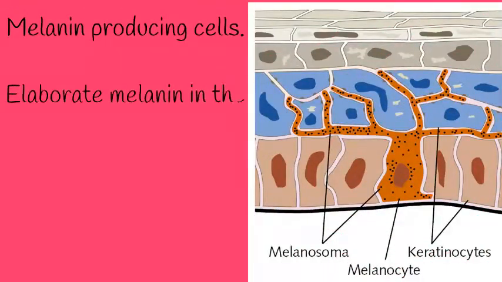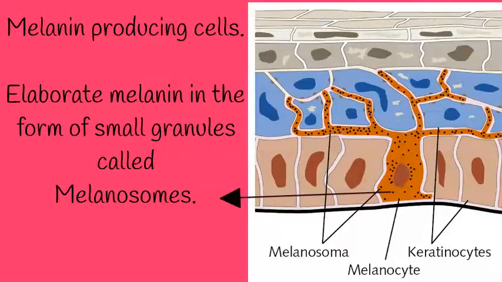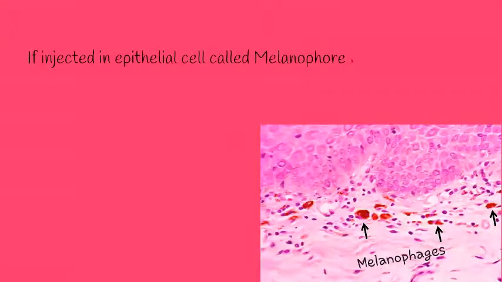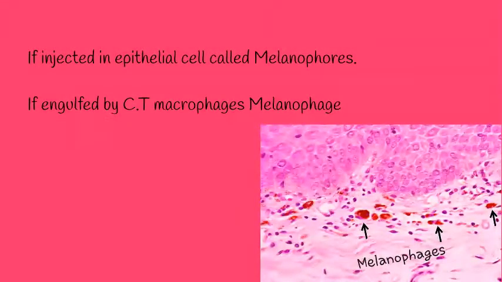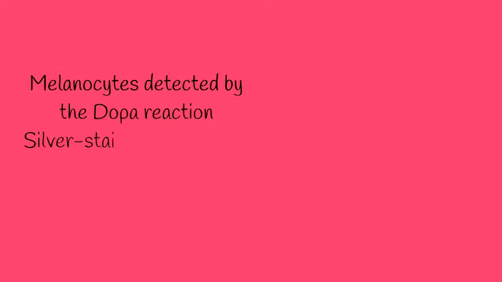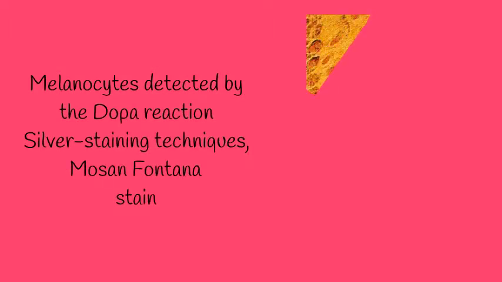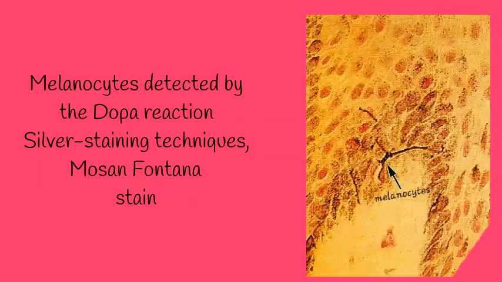The melanocytes produce the melanin pigment. This melanin is transferred through their dendritic processes to the adjacent basal cell keratinocytes, which store it in the form of melanosomes. In this picture you can appreciate the melanophages. Melanin pigment dispersed in the connective tissue will be phagocytosed by macrophages. The melanocytes appear as clear cells in hematoxylin and eosin section. They are detected by the DOPA reaction, silver staining techniques, and Masson-Fontana stain.